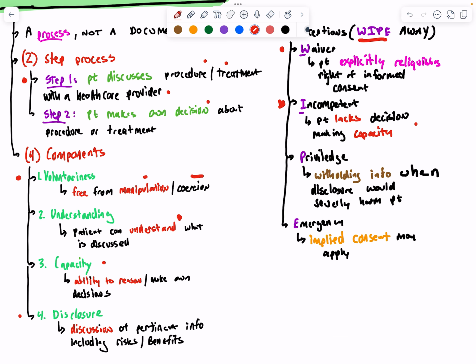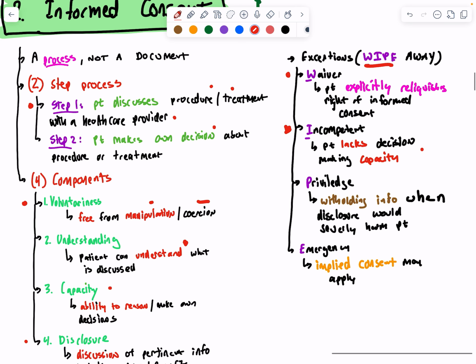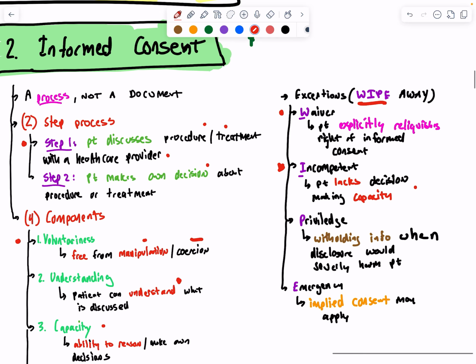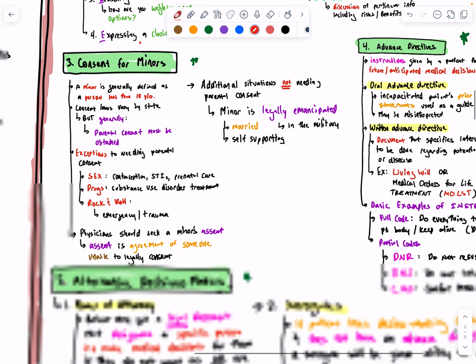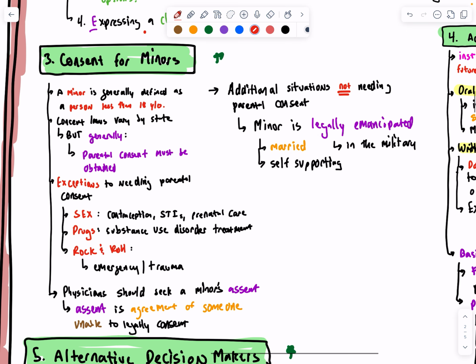Then we have privilege, withholding information. Physicians are allowed to withhold information when disclosure is determined to severely harm a patient. All right, and we already said emergency implied consent may apply. All right, consent for minors is a little bit more tricky. A minor is generally defined as a person less than 18 years old. Consent varies state by state, but generally speaking, parental consent must be obtained.